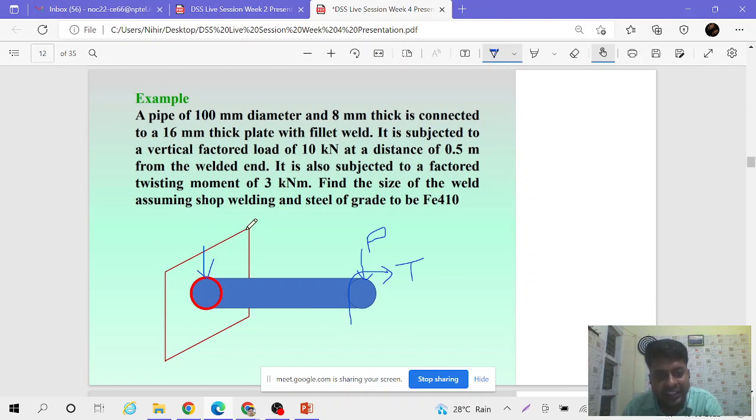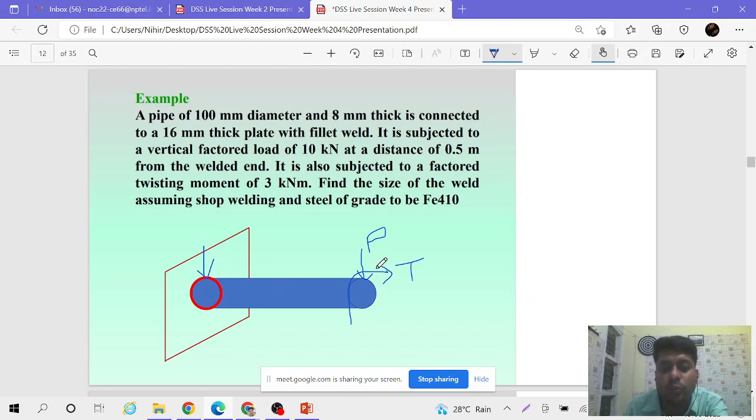Can you visualize this plane? This is the plane, and this direction is the perpendicular direction to this plane. Are you able to visualize this? Okay, so because of this load P, this will act here, and due to this, this weld will experience vertical shear stress in this direction.